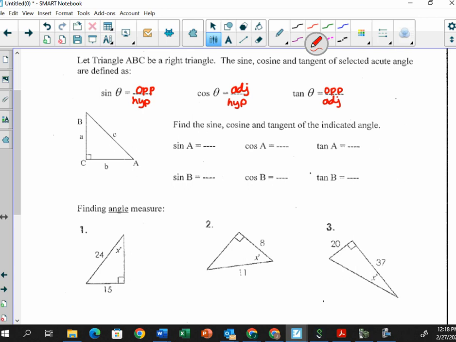Okay, now looking at this little triangle here, the angles are the capital letters, the A, B, and C, and then the sides are the lowercase. So if I'm talking about angle A, what is the sine of A in terms of the little letters? A over C. What's the cosine of A? B over C. And what's the tangent of A?